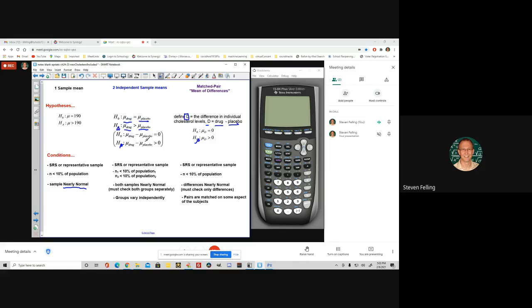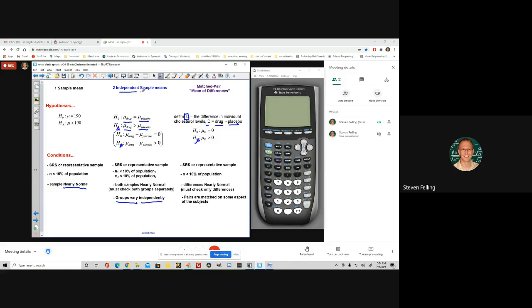For the independent sample means test, just like we did in the proportions case, we have to check the SRS for both populations, to make sure both samples are randomly sampled from their populations or are representative. You have to check that both samples are less than 10% of their populations. Both samples have to be shown to be nearly normal. You have to check them both with histograms and/or normal probability plots. And then we have the additional requirement that groups must be able to vary independently.